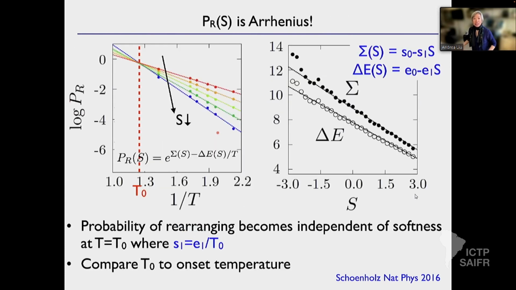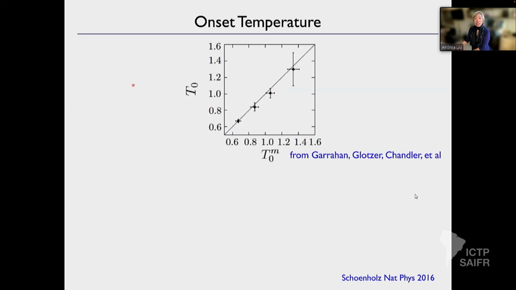And where's that temperature? That temperature is here, right? That's where all the curves cross, where the probability of rearranging does not depend on softness. So that's T0, and that's the onset temperature in this picture. Now let's compare to the onset temperature that people measured by the onset of spatially heterogeneous dynamics. Totally different measurement. And the dotted line is where they're equal.